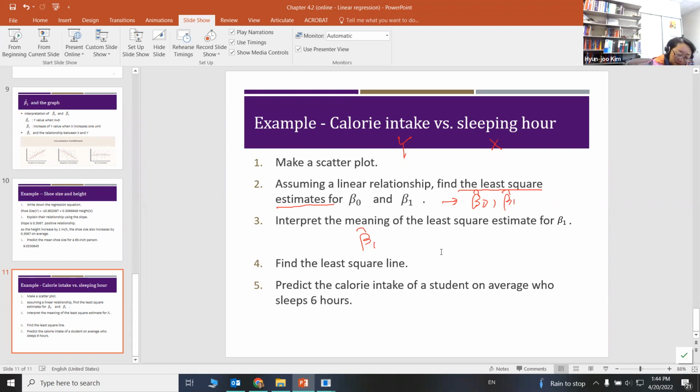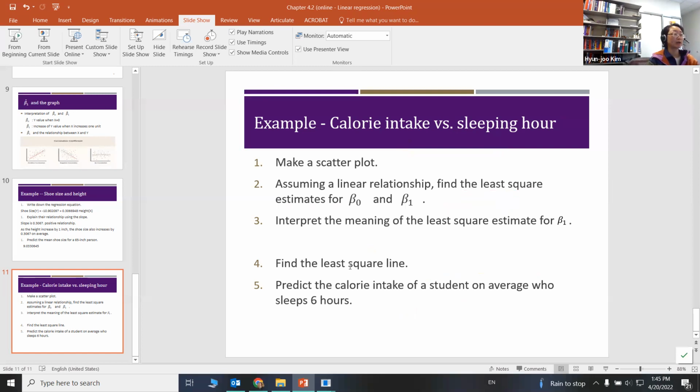And then find the least square line, which means y hat is something plus something times X, right? So that's your fitted line, least square line, linear regression line. Those are all different words for the same thing. And then you predict the calorie intake of someone who sleeps 6 hours. Okay, so when X is 6, what is Y? That's what this question is asking. Okay, so we'll need beta naught and beta 1. First, we're going to draw the scatter plot.